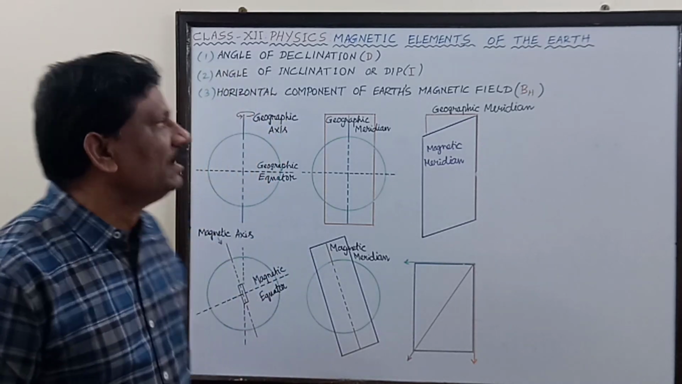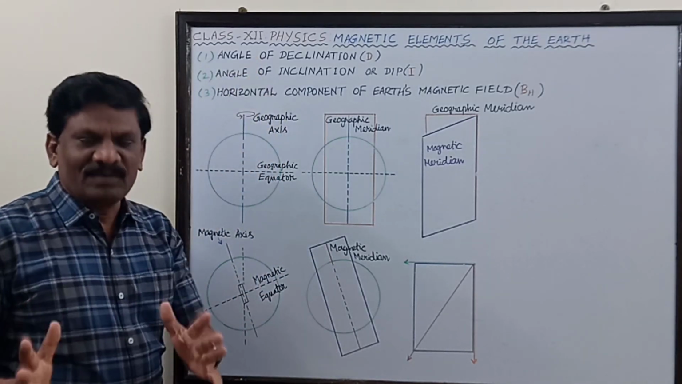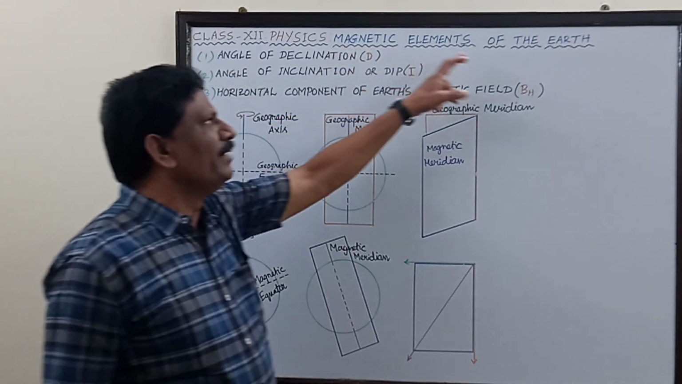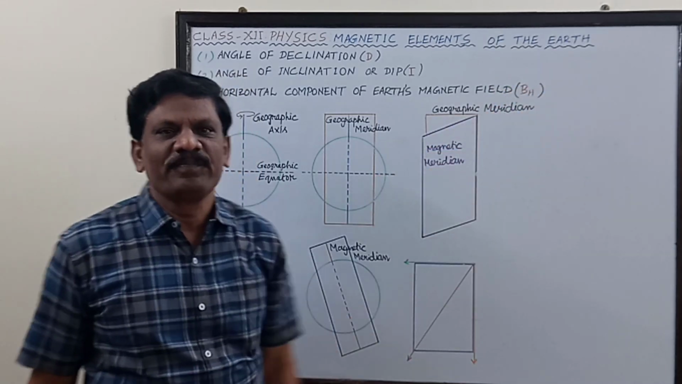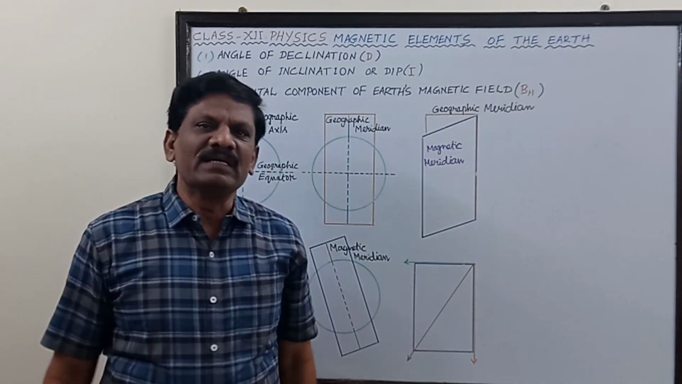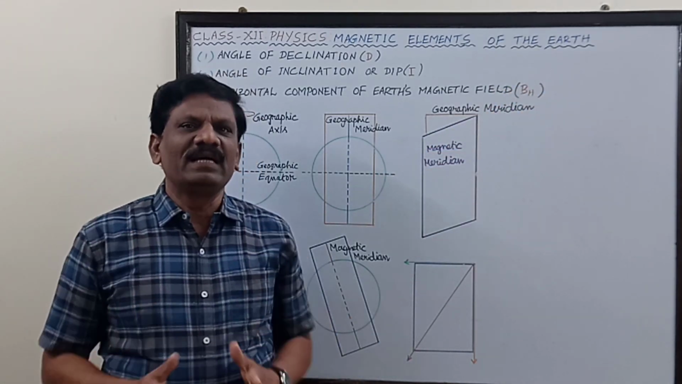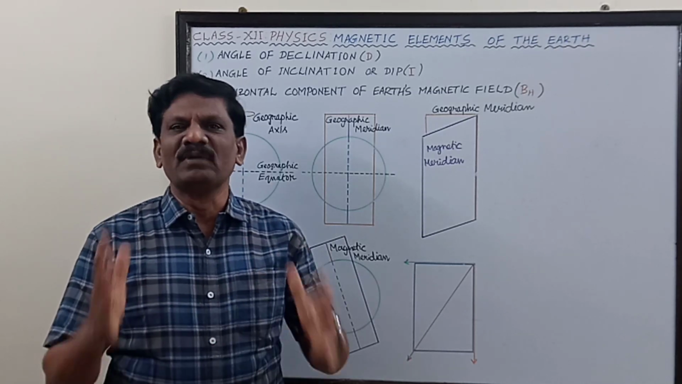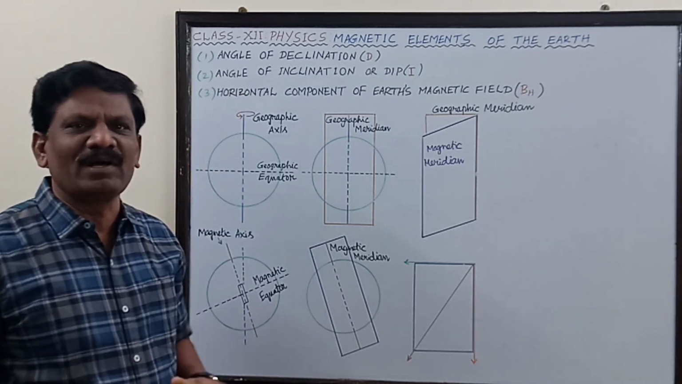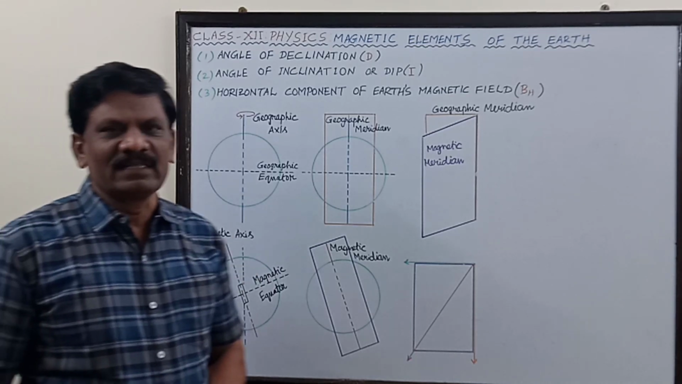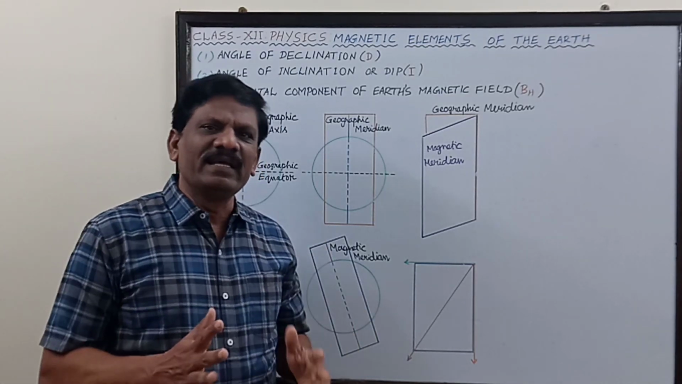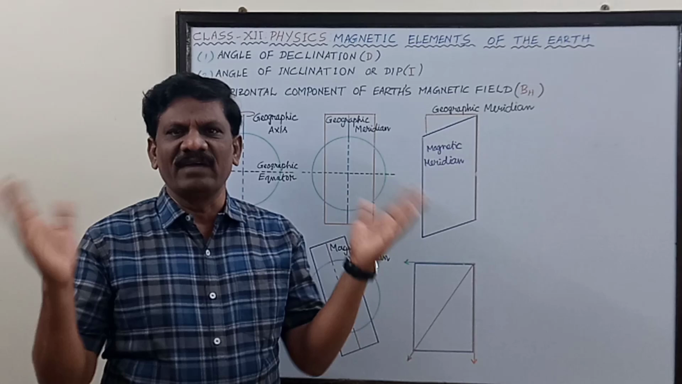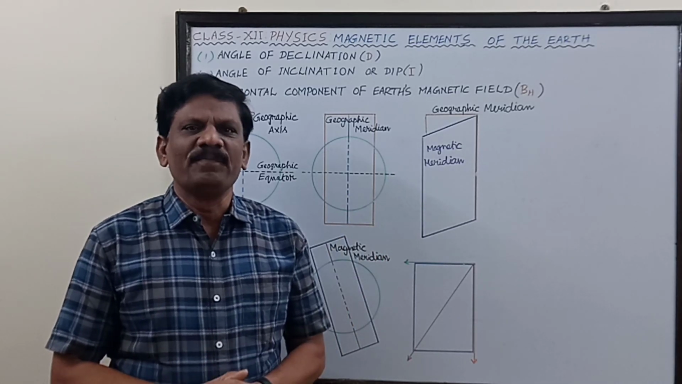Hi students, today we are going to discuss the magnetic elements of the earth. So as William Gilbert confirmed that our earth is equivalent to a bar magnet, he assumed that a huge, giant-sized bar magnet is buried inside the earth. So it is behaving like a bar magnet, which also has a north pole and a south pole.